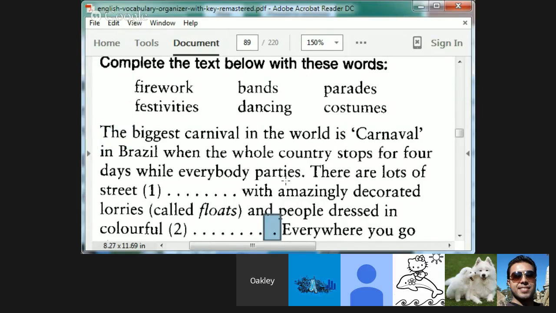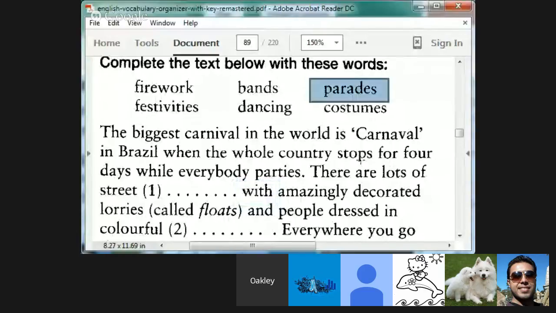The biggest carnival in the world is Carnival in Brazil, when the whole country stops for 4 days while everybody parties. There are lots of streets. It's amazing, the floats. Okay, the key is with floats going down the street. Floats.